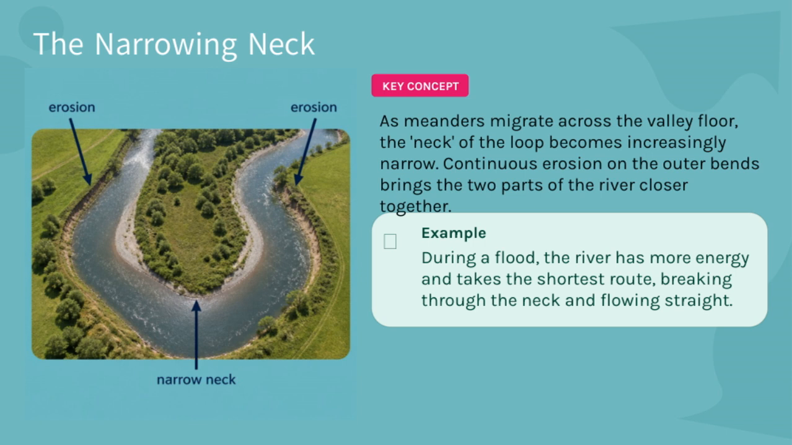During normal flow, the river may still follow the curved path around the meander. But during a flood, the river has more water and more energy. It may take the shortest route by cutting straight through the narrow neck. This creates a new, straighter river channel. Once that happens, the old meander loop begins to be abandoned.